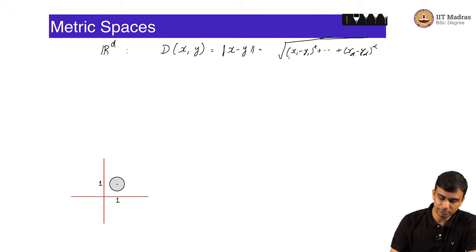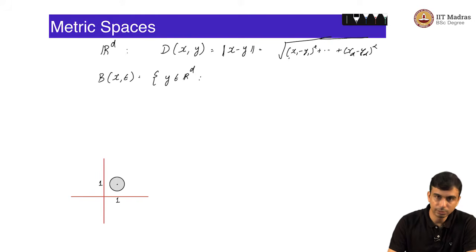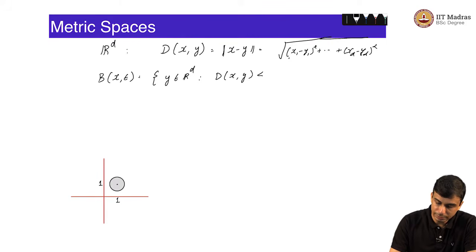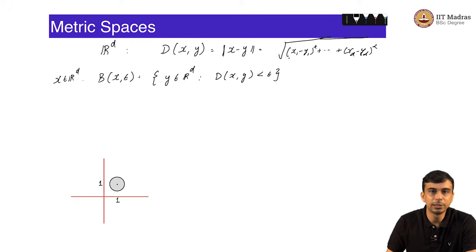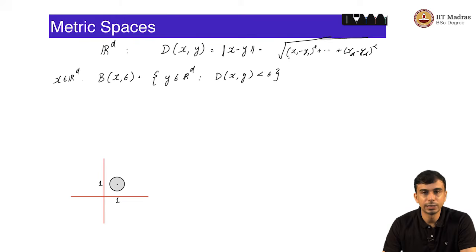With this metric, there is a crucial set that is associated with a metric space, which is a ball. Right? We can define an open ball of radius epsilon centered at x, that is given by B(x, epsilon), which is simply the set of y in R^d such that the distance of y from x is strictly less than epsilon. This is the open ball, where x is some element in R^d and B(x, epsilon) is simply the ball of radius epsilon centered at x.